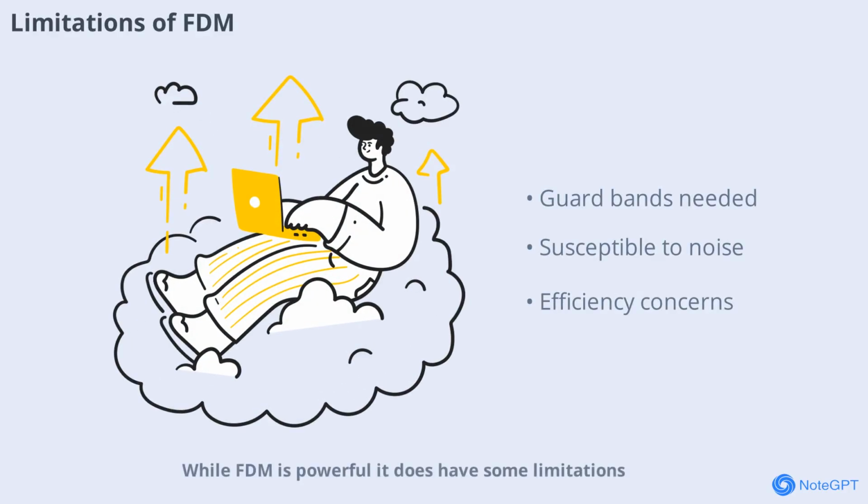While FDM is powerful, it does have some limitations. One major challenge is the need for guardbands, small frequency gaps between channels to prevent overlap and interference. These guardbands reduce the overall efficiency of the channel. Additionally, FDM is more susceptible to certain types of noise and interference, especially in analog systems. As technology has advanced, digital methods like time division multiplexing have become more popular for many applications. Let's explore how TDM works and why it's often preferred in digital communications.